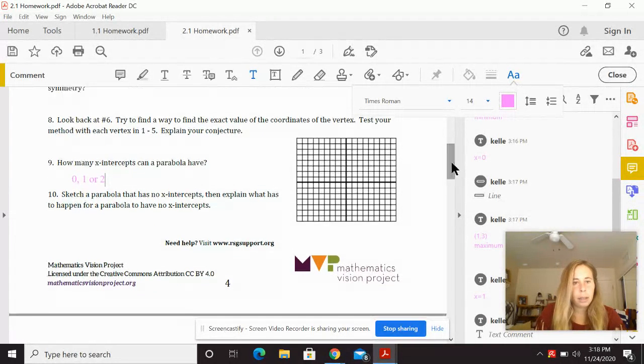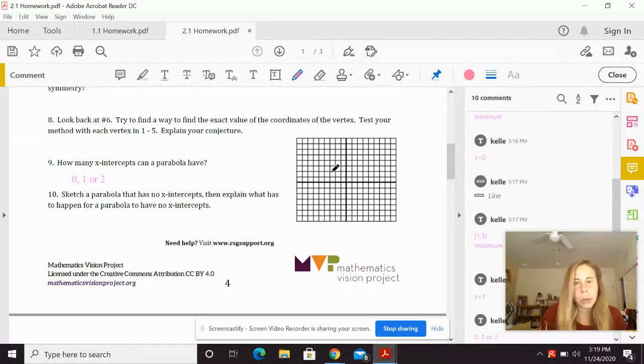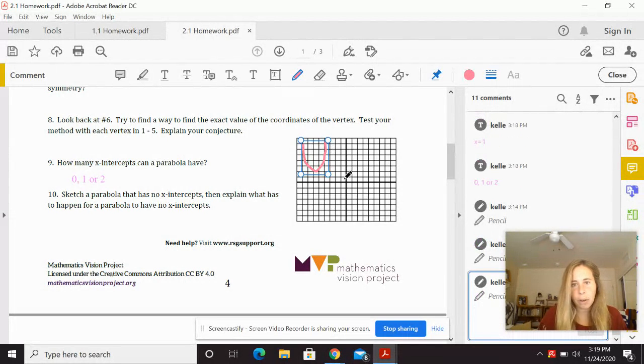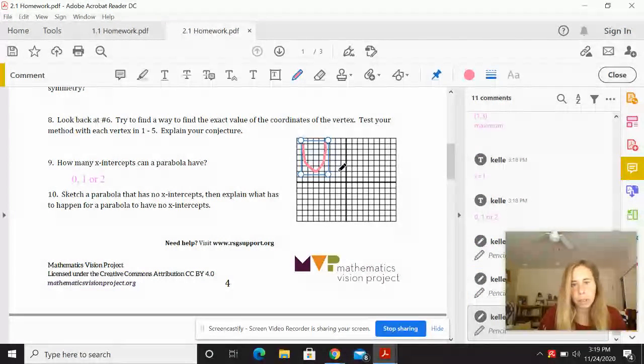All right. 10. Most of you got this one. Sketch a parabola that has no x-intercepts. Okay. So it has to never touch the x-axis. One example of this would be, bear with me, like that. And then it's continuing forever upwards, but it never goes below this point. So that would work.